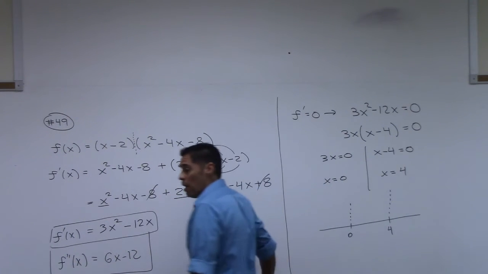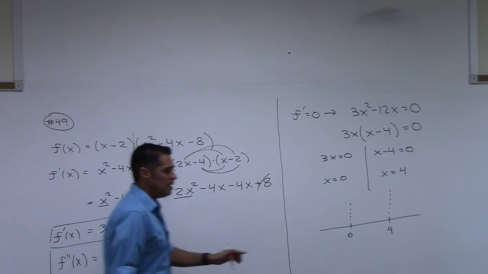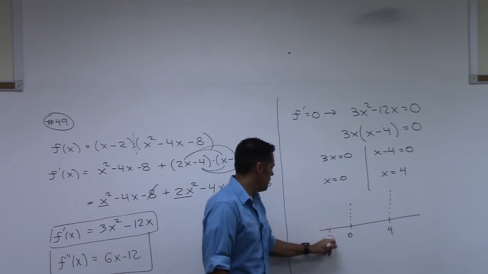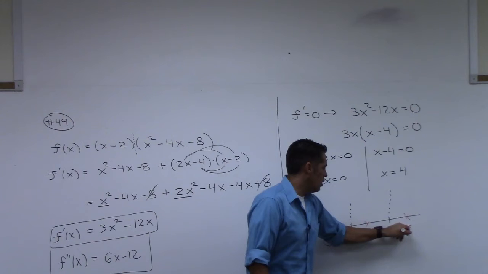And that will break up our number line into how many sections? 3. And so now what? Choose 3 numbers, 1 in each section. So any number that you can come up with that's to the left of 0. Negative 1. 2. 5. Those work, right?